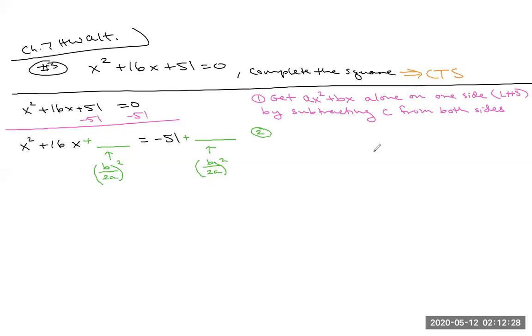And then I'm going to put what goes here. So find b over 2a, then find b over 2a squared. You're going to need both of those values later. And then put b over 2a squared in the blank green spaces.